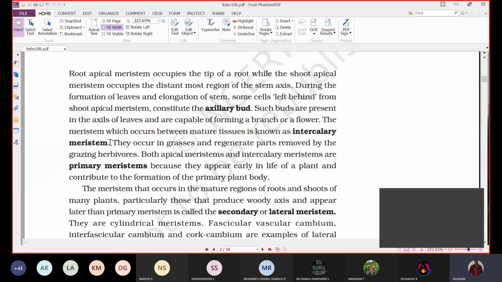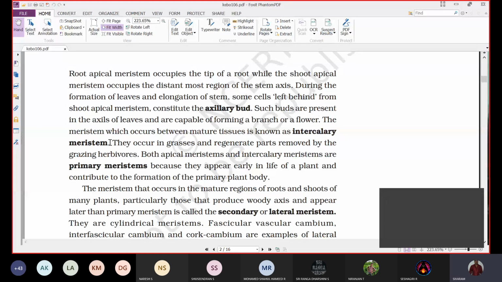During the formation of leaves and elongation of stem, some cells left behind from the shoot apical meristem constitute the axillary bud, and such buds are present in the axil of leaves and are capable of forming a branch or a flower. The meristem which occurs between mature tissues is known as the intercalary meristem, and it occurs in grasses and regenerates parts removed by grazing herbivores.